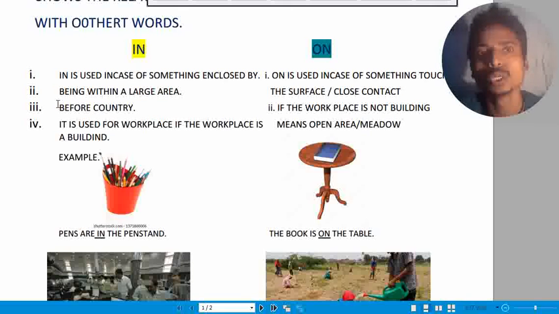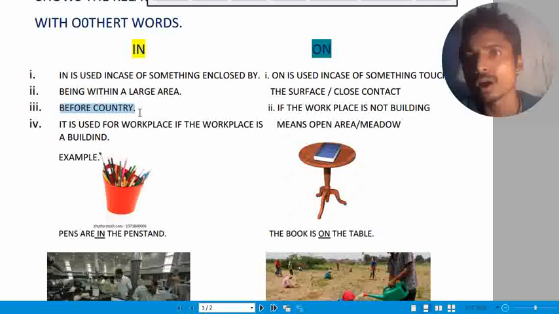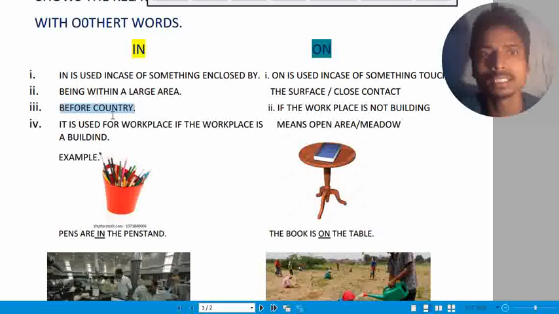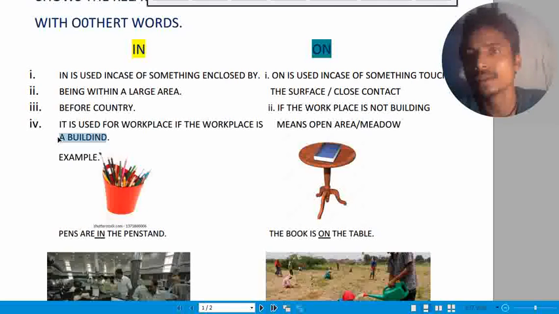And the third point, before a country. If we use the name of a country, then we have to use the preposition in. And the last point of in is that it is used for workplace. If the workplace is a building, if someone is working and the workplace is a building, meaning a covered place, then we will use in.